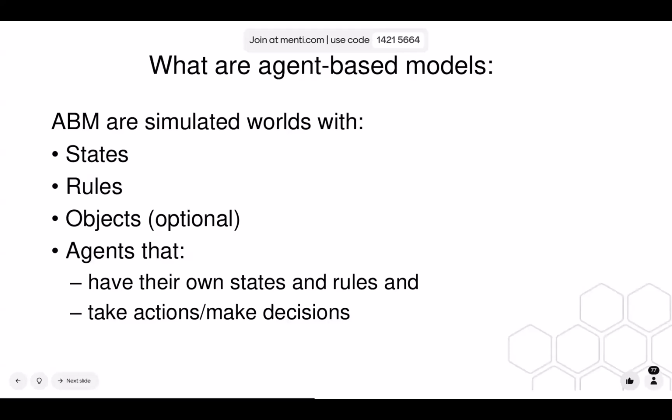Now, the difference between objects and agents can be a bit fuzzy, but I'm going to define them as follows: objects have stuff and follow rules but don't make decisions. They follow rules that are acted upon them. And agents make decisions or they take actions.